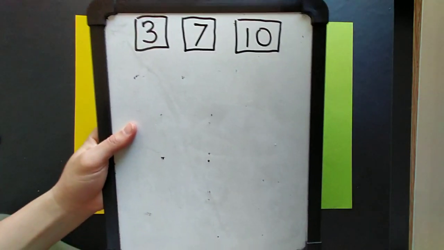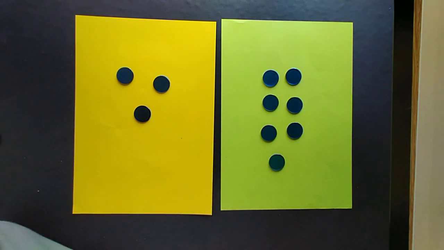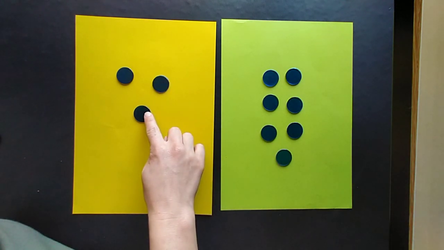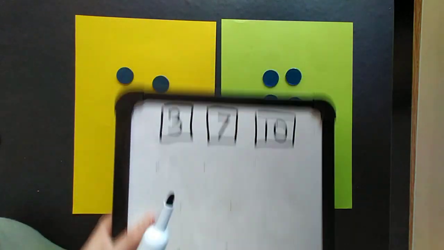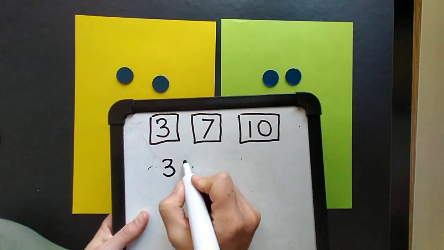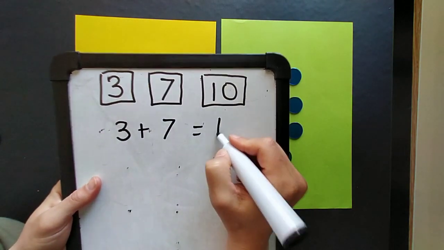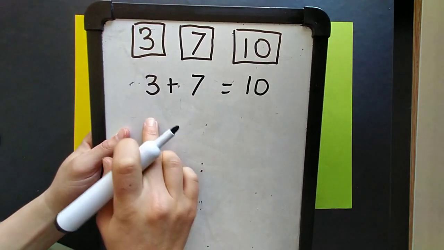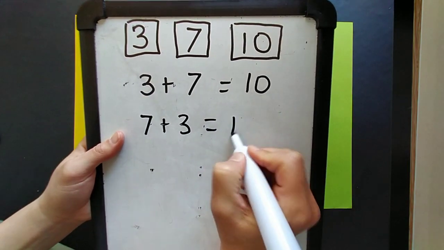Let's just double check that that is 10. I like to start from the big number and keep on counting. 7, 8, 9, 10. Yep. 7 and 3 is 10. Let's start with 3 plus, so this 3 plus the 7 equals 10. Beautiful. Now you know the commutative property of addition. We can swap these two numbers around, making it 7 plus 3 equals 10.